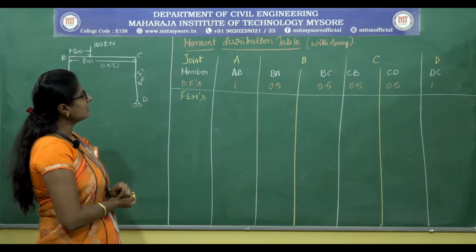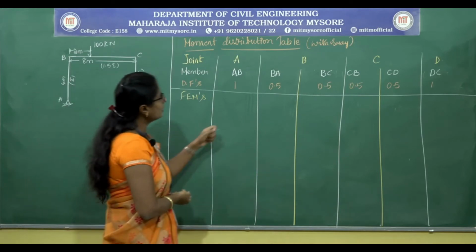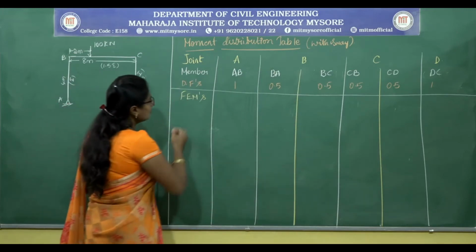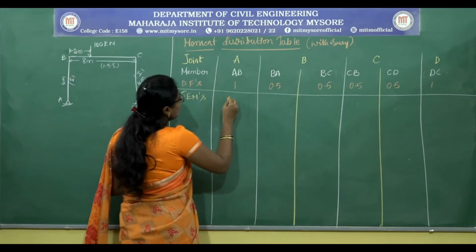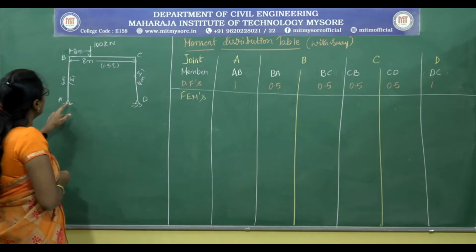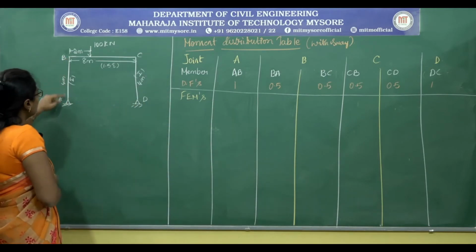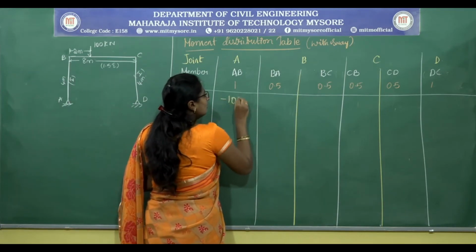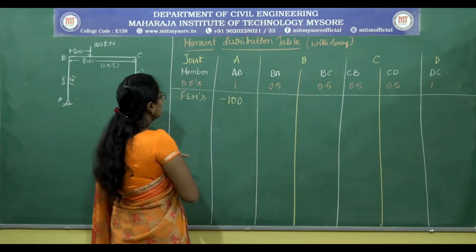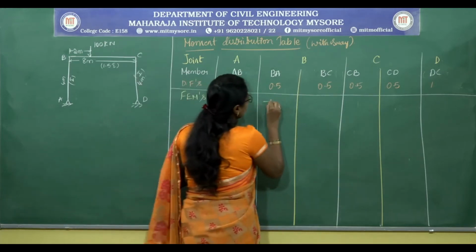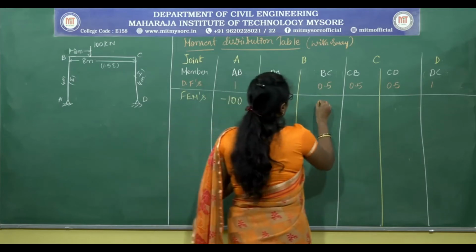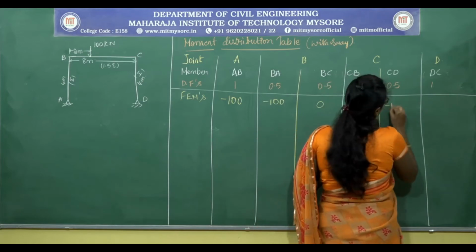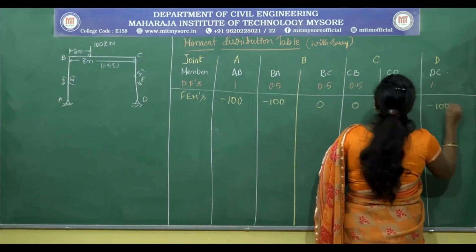Fixed end moments. The fixed end moments calculated for joints A, B, C and D are to be written here. So the fixed end moments for member AB, we consider the relative numerical value as minus 100, and BA is also minus 100, BC and CB is 0, and CD again minus 100, and DC is also minus 100.